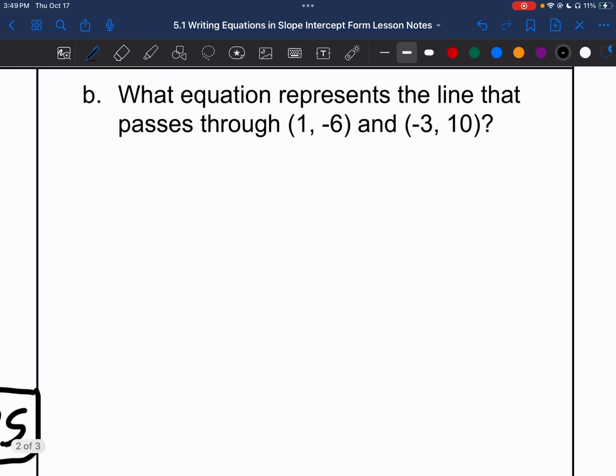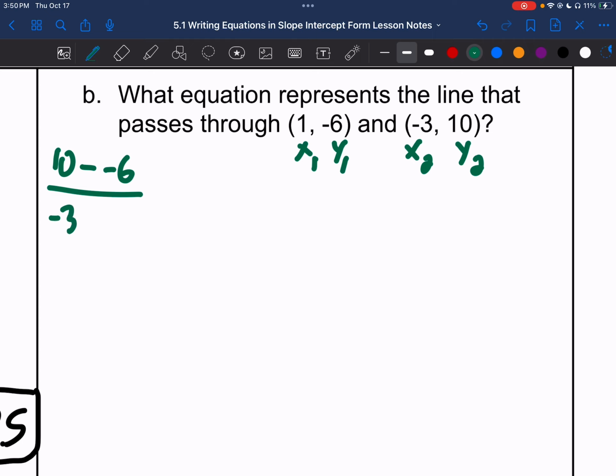Now, letter B, what equation represents the line that passes through 1, -6 and -3, 10? So first, again, we need to find what our slope is. So we have x1, y1, x2, y2. So we have 10 minus -6 over -3 minus 1. 10 minus -6, that's the same as adding 6. So that's going to be 16 over -3 minus 1 is -4. A positive divided by a negative is -4.